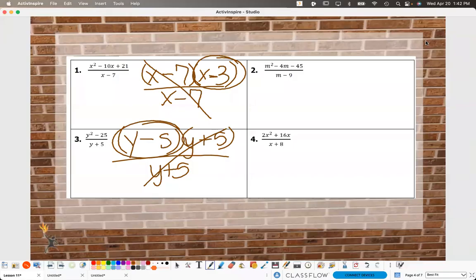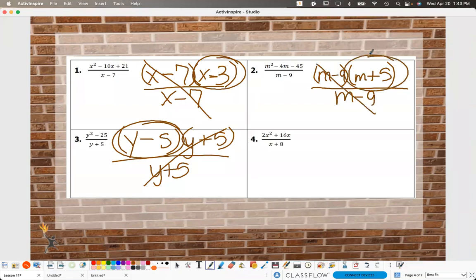Now, most of you did really well on number 2. That's just like number 1. It's a trinomial and it doesn't have a leading coefficient greater than 1, so I'm going to factor it the same way I factored number 1. It's going to end up being m minus 9, m plus 5. When you cancel, what you're left with is m plus 5.